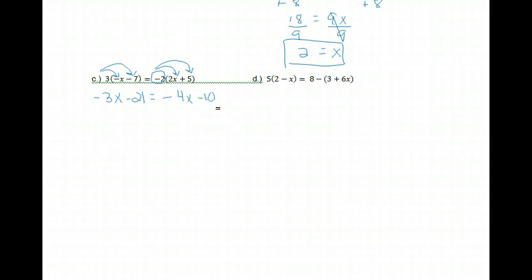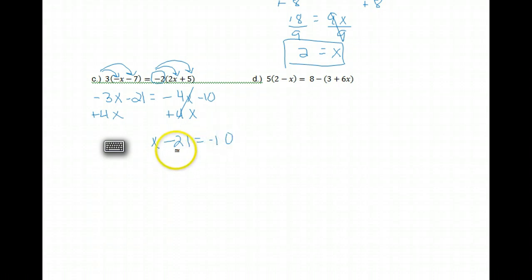We now have an equation that has variables on both sides of the equal sign. The strategy here needs to be to get the variables on the same side by moving one. You could have chosen to move whichever variable you wanted. It makes no difference which one you move. I chose to move the negative 4x to the other side because it was the one that had the smaller coefficient. So I will add 4x to both sides, which cancels out that term right there. So 4x minus 3x makes 1x minus 21 equals negative 10.